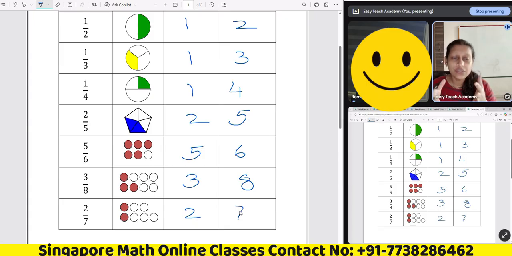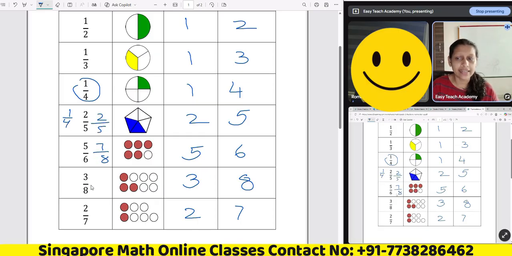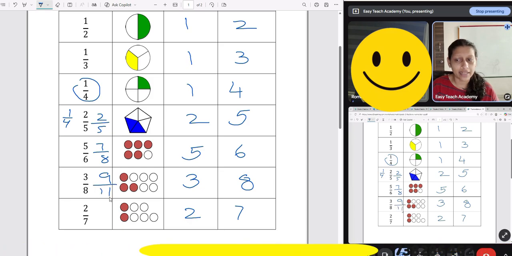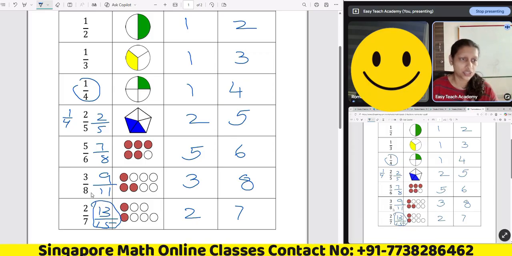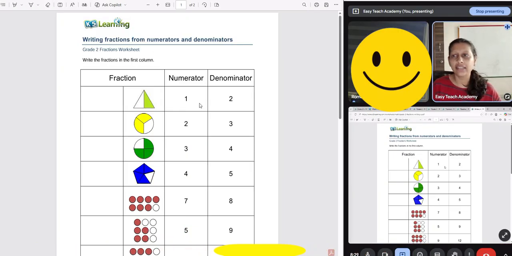Fraction. Whenever you see a fraction, it will be written like this: 1 upon 4, or 2 upon 5, or 7 upon 8, or 9 upon 11, 13 upon 15. So if it is written this way, then you are learning fractions. The numerator and denominator words are used in fractions. Now let's take another topic.